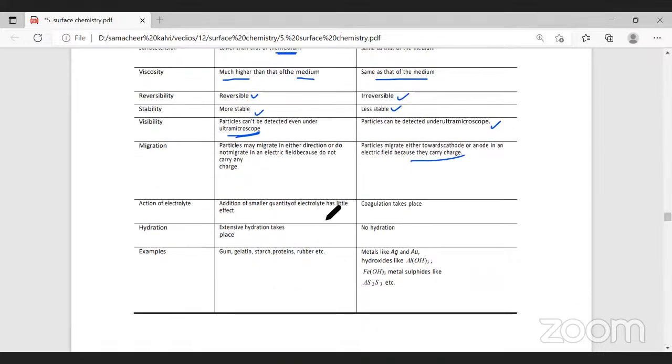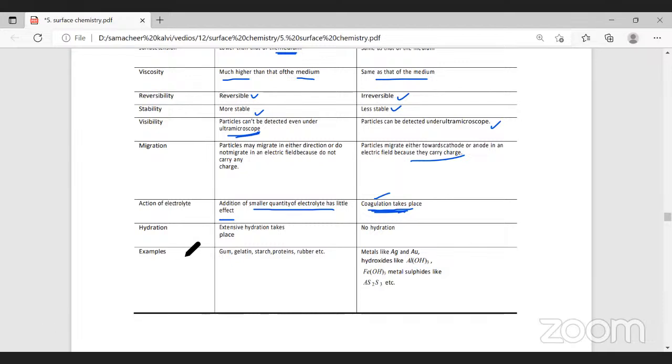Addition of a smaller quantity of electrolyte has little effect. In case of lyophilic colloids, addition of an electrolyte has little effect. Here, in case of lyophobic colloids, when you add an electrolyte, coagulation takes place. We will learn what coagulation is in a few minutes' time today.